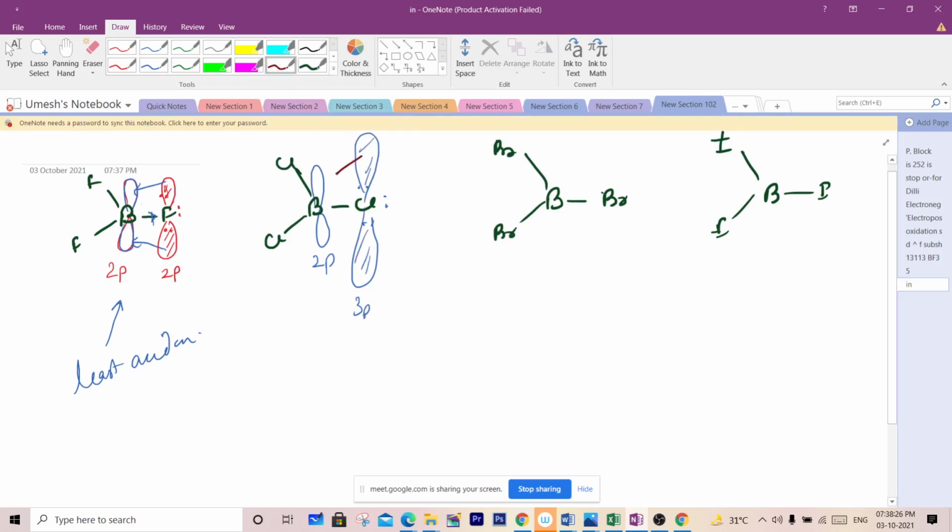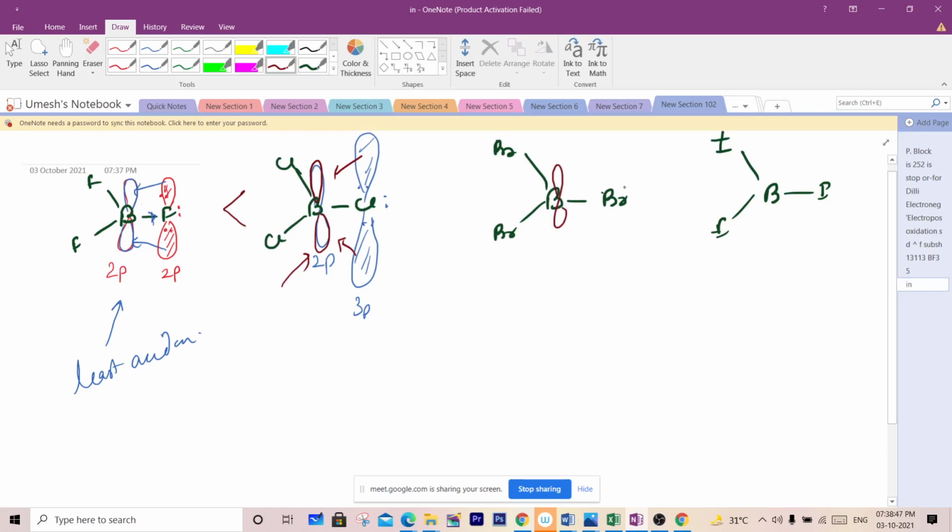It gives back electron, but not effectively because of the difference in energy, so some empty orbital is there. It can accept electron pair more easily as compared to BF3. So BCl3 is more acidic as compared to BF3.